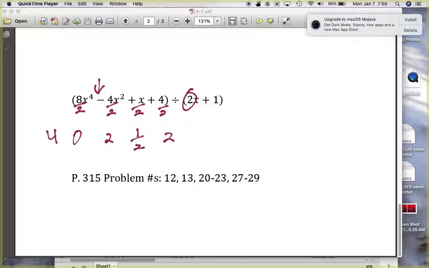Okay? So then you still do what makes that equal 0. So you still use negative 1/2. And then you do the math again. Bring it down. Multiply going up gets you negative 2. Add going down gets you negative 2. Multiply going over gets you 1. Add going down gets you 3.